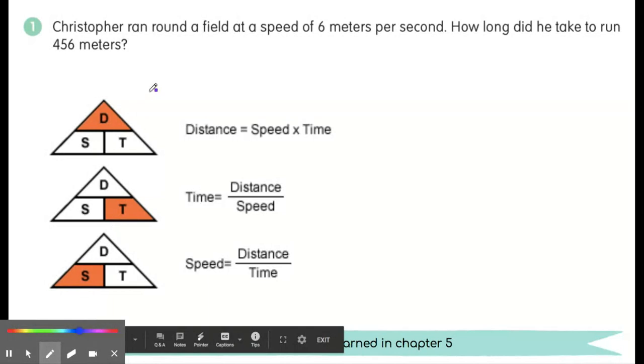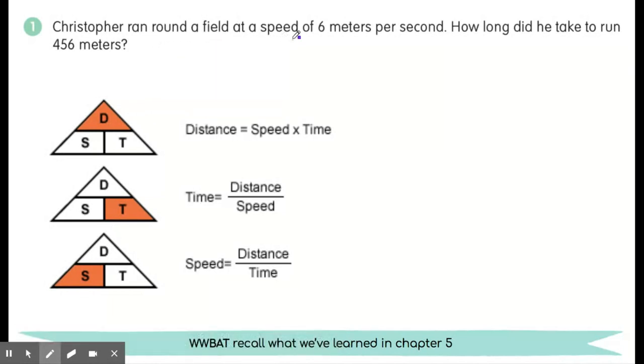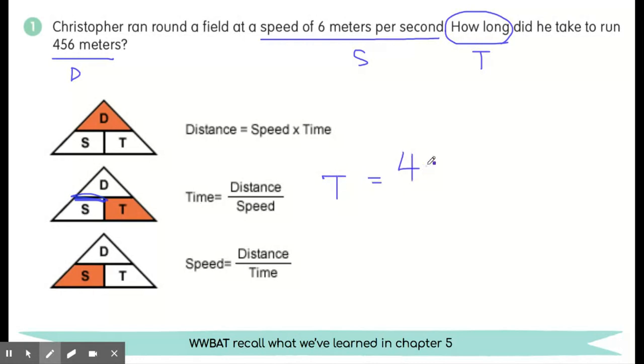Lastly, this question says Christopher ran around a field at a speed of 6 meters per second. Again, this is the speed. The question is how long did he take to run 456 meters, and this is the distance. So what we are missing here is the time. To find the time, I'm going to look at my triangle and I have to divide the distance by the speed. The distance is 456 meters, as we have labeled it before, and the speed is 6 meters per second.